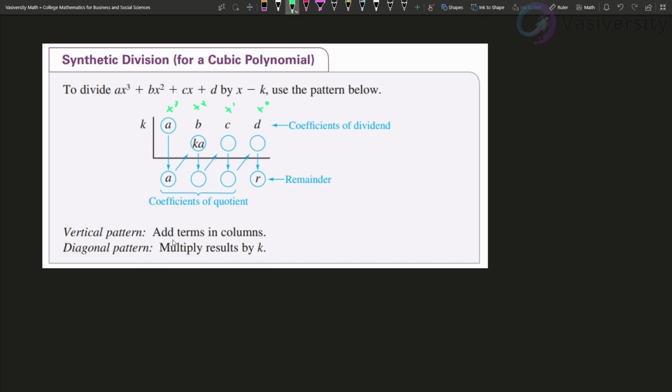So the vertical pattern is to add the terms in the column. So we're going to get ka plus b. The diagonal pattern is multiplying. So we're going to be going like that, in this pattern.